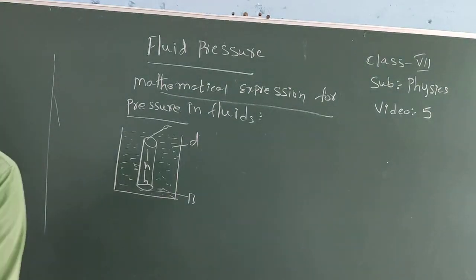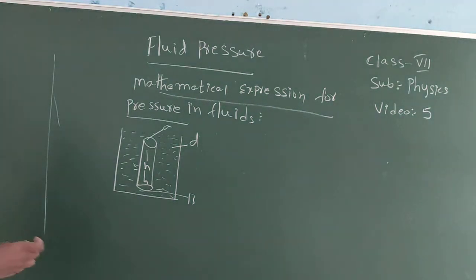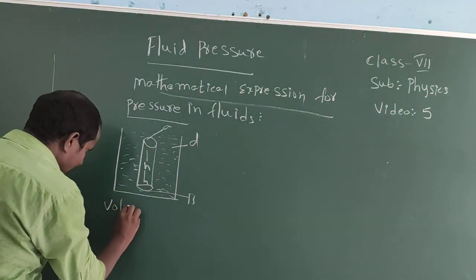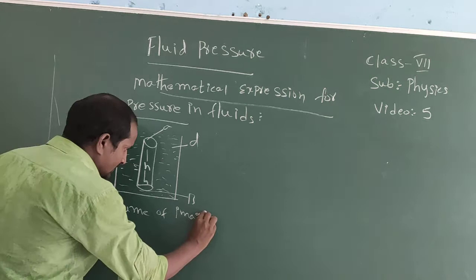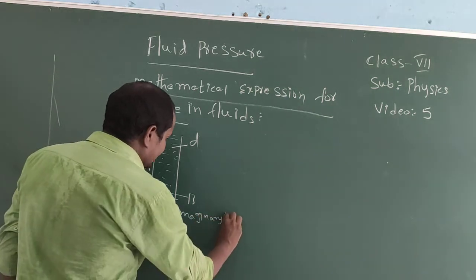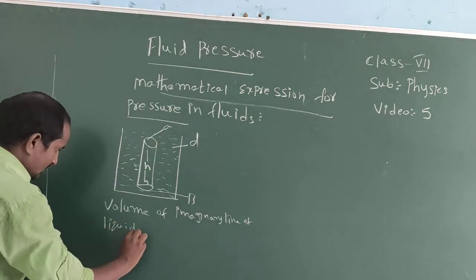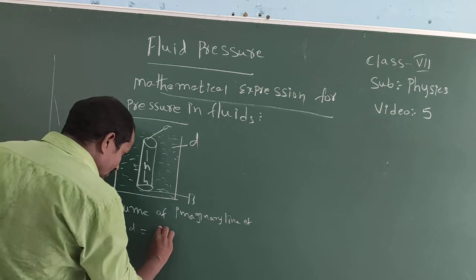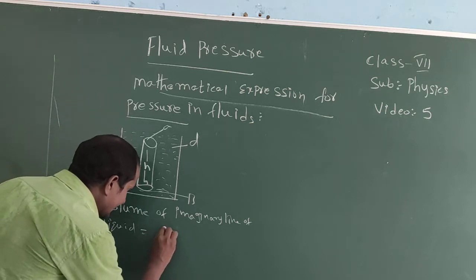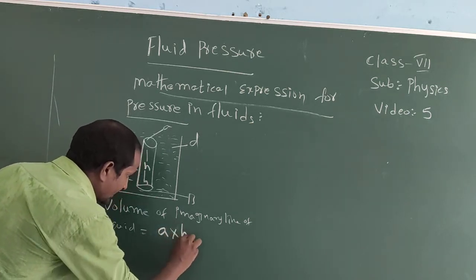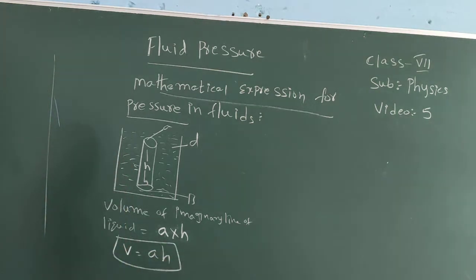Now the volume of the imaginary liquid column is equal to area into height of the liquid H. Area of cross section equal to small a. Here area of cross section small a into H. So here V equal to A into H.